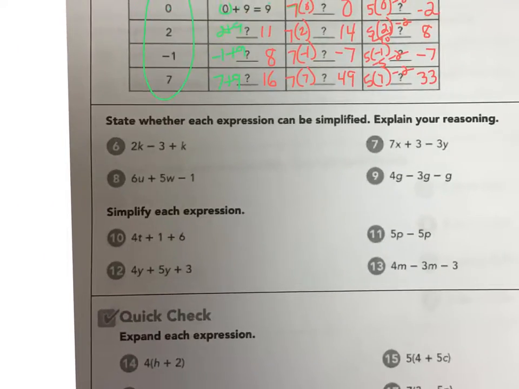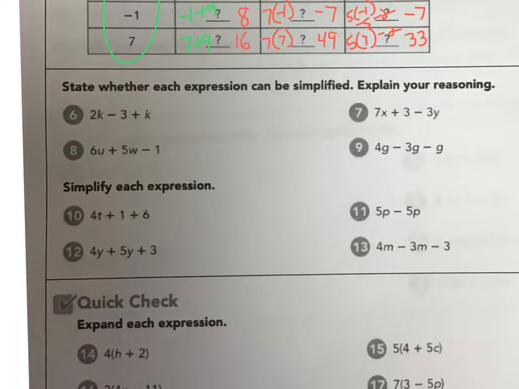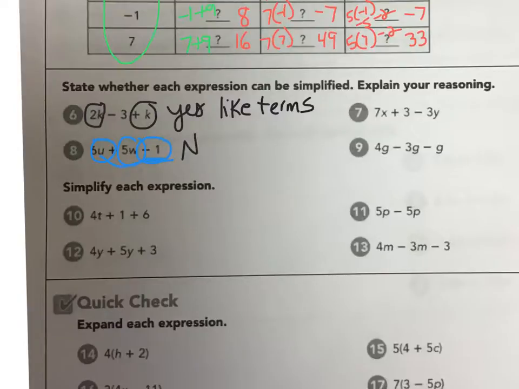Okay, state whether each expression can be simplified and explain why. Well, can this be simplified? I have 2k plus a k. Can I combine those together? Yes, because they're both k's. So yes, because they have like terms. Can this be simplified? Well, a u can't go with a w, and a w can't go with a 1, so none of these are like terms. So can this be simplified? No. No like terms.